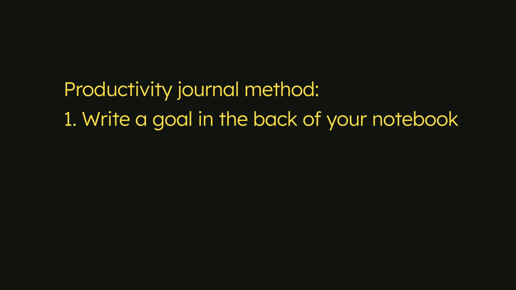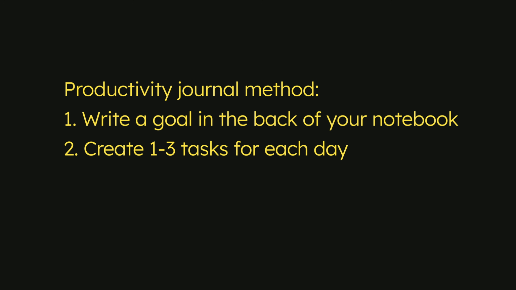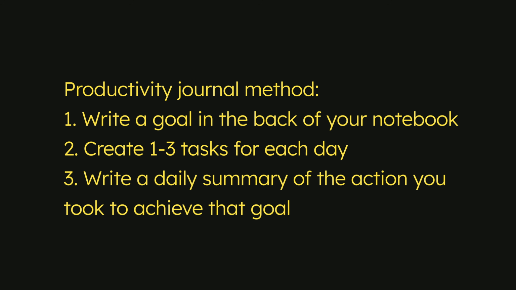So the 3 simple steps for using your pocket notebook for a productivity journal is to write a goal in the back of your notebook. And then the second thing is to write down 1 to 3 to-dos for each day. And then finally, write down a summary of the action that you took to achieve that goal every single day in that notebook. I've just found that this is a really simple way to be consistent with taking action towards my goal, and then having the pocket notebook is a great way just to kind of gamify it and to check that box every day as I write down what things I did to achieve that goal.